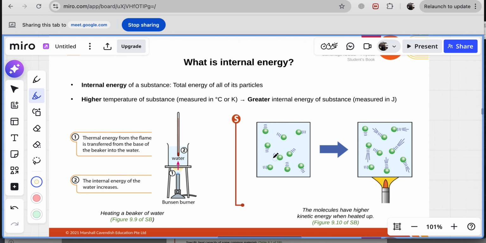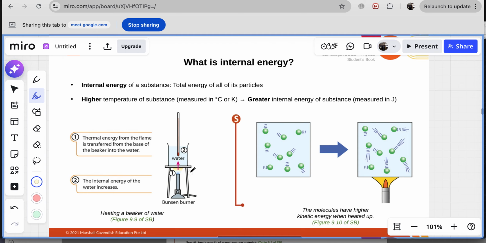What is internal energy? We've already mentioned. The internal energy is the total energy of each of the particles that make up that substance. So if there are thousands of particles in one substance, if you sum all the energy up, you get the total internal energy. Now, if you heat the particles, the energy increases. The average kinetic energy of each particle increases. Hence, the internal energy of the system increases.